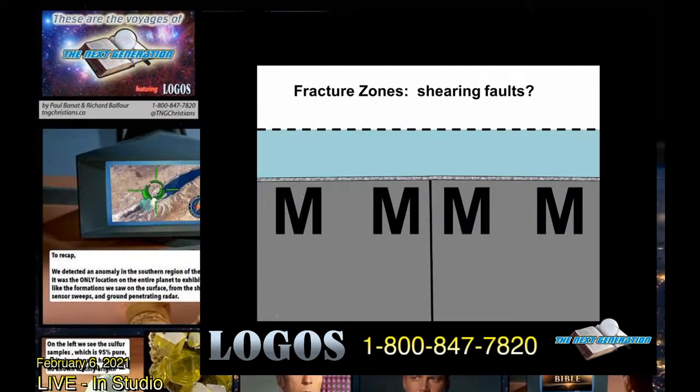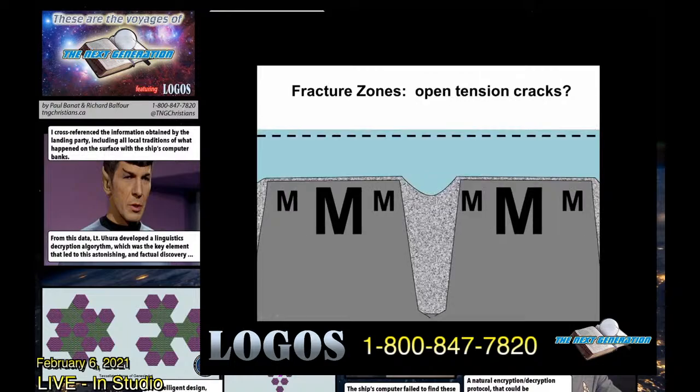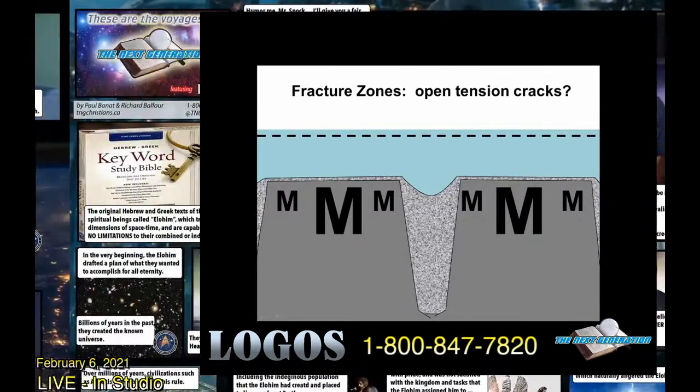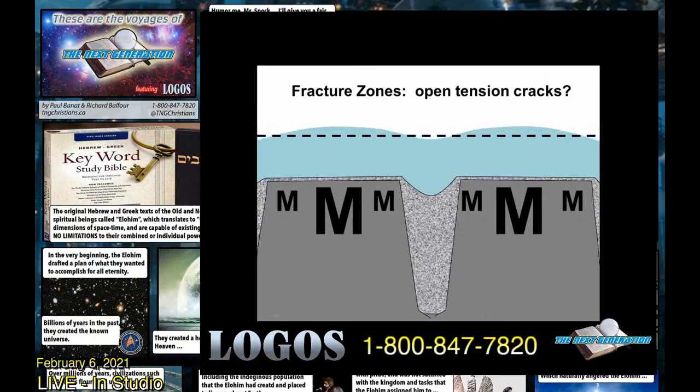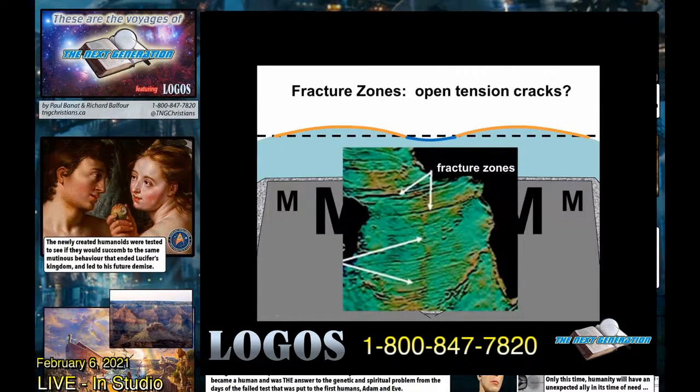If fracture zones are just shearing faults rubbing against each other, then the sea level should be relatively level across the fault line because the mass, shown as M's in the picture, are uniformly distributed across the surface. However, areas along fracture zones register as areas of low sea level, meaning there is missing mass over the deep open cracks. Only a deep open crack explains this. You decide.